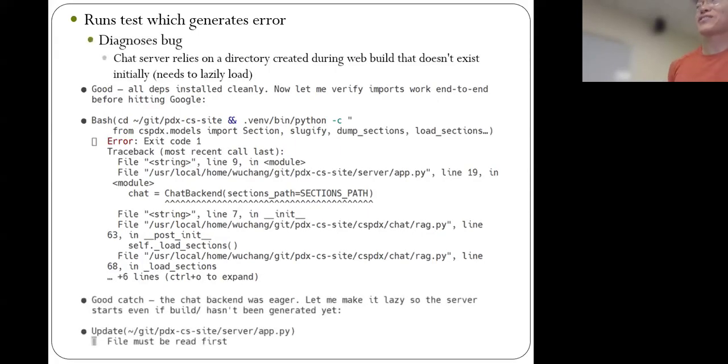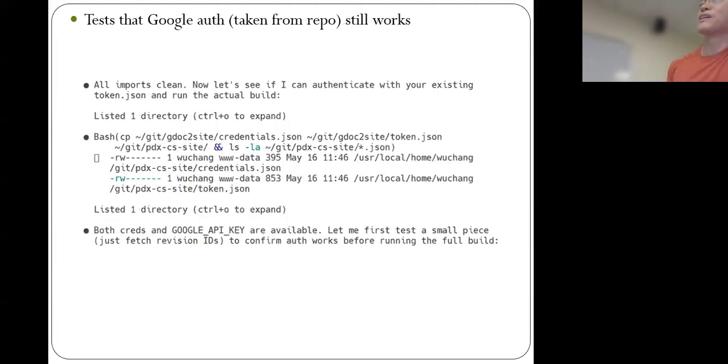So it diagnoses the bug, and this is where it's patting itself on the back. It's being sycophantic to itself. It's like, good catch, the chat backend was eager. Let me make it lazy so that the server starts even if the build hasn't been generated yet. So it figured it out. Okay, so then it updates the application, which is the next one.